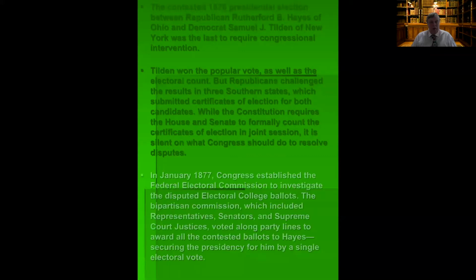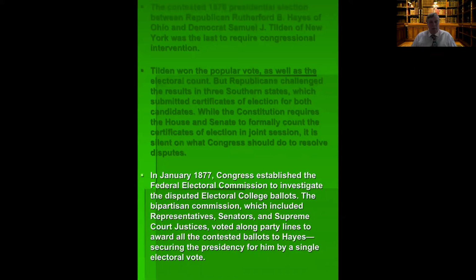In January 1877, Congress established a Federal Election Commission, no relation to the modern Federal Election Commission. This commission was to investigate the disputed Electoral College ballots. The bipartisan commission, which included representatives, senators, and Supreme Court justices, voted along party lines to award all the contested ballots to Hayes, securing the presidency for him by a single electoral vote.